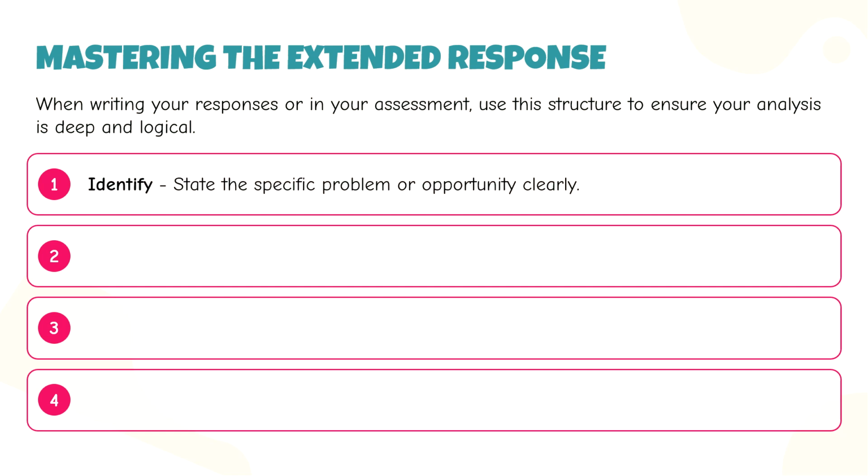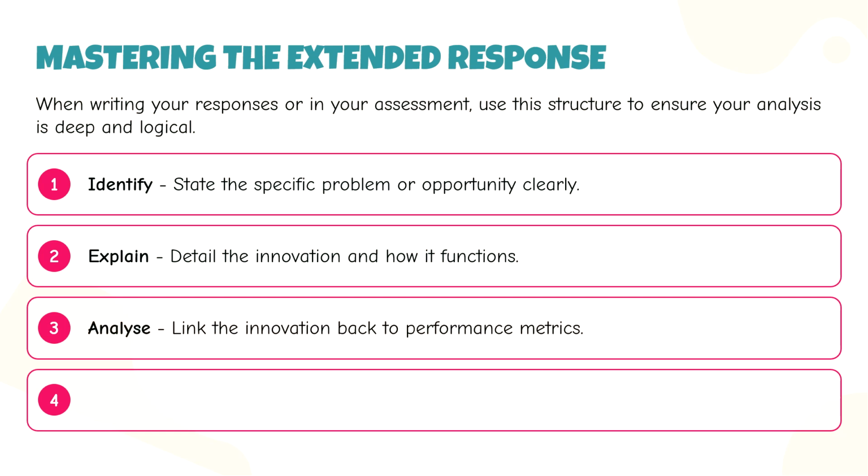First, identify. State the problem or the opportunity that is in the market. Next, you've got to explain. You have to write down the innovation and how it works. And then you have to analyze by linking the innovation back to the performance metrics or the data. Then from there, you have to make your judgment to conclude on why this change is necessary, as well as to identify the impact on the business in the long term.